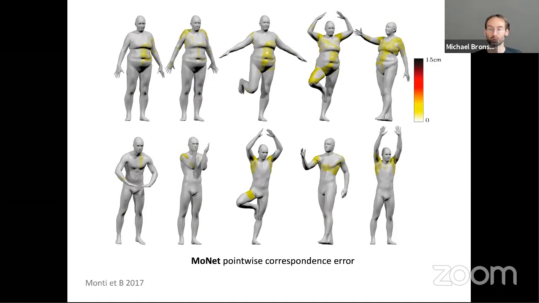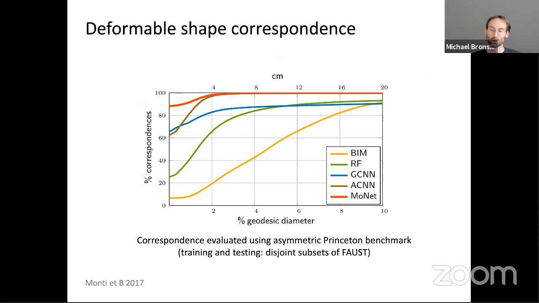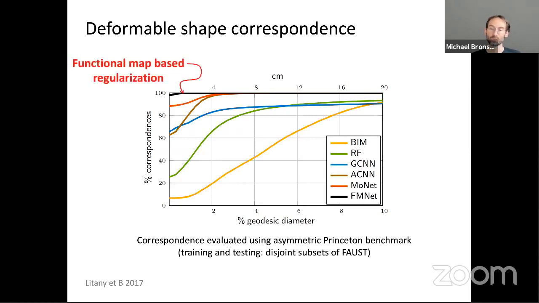At that time, this was really remarkable quality of correspondence. Testing it the usual way on the Princeton benchmark, plotting the fraction of correspondences falling within a certain error radius, we see that we got above 95% accuracy, with maximum distortion being of the order of 4 centimeters for human shapes, which is very small. And then we can even improve it, and we show that we could saturate this benchmark by using regularization that is based on functional maps.